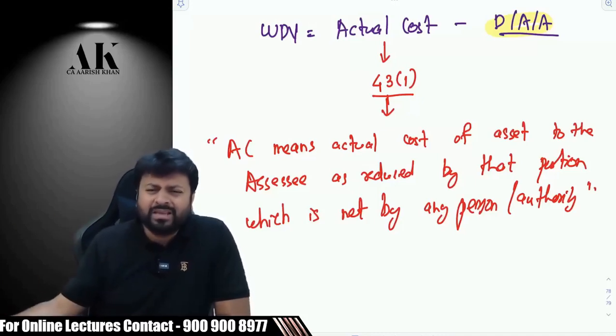It means if somebody has given you a part of the asset as a subsidy or as a grant. Say for example, I am buying plant and machinery of 100 crore. And if the government of India is giving me some subsidy of 30 crore, then obviously I cannot claim depreciation on 100 crore because it has not cost me 100 crore. It has cost me only 70 crore because 30 crore is borne by somebody else. Yes or no? So any portion of the cost of the asset, if it is met by somebody else, then that has to be reduced from the cost of the asset. Is it clear?